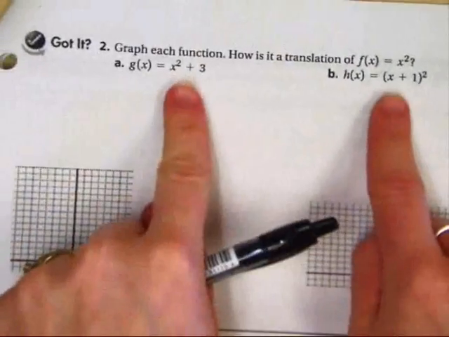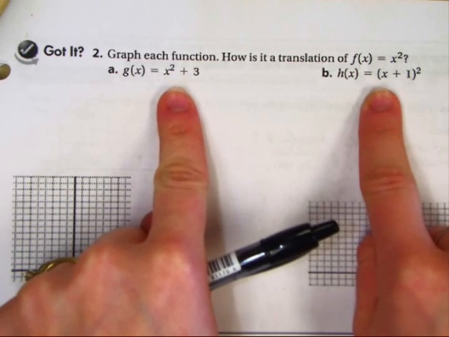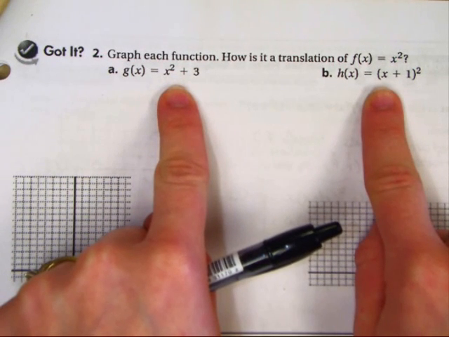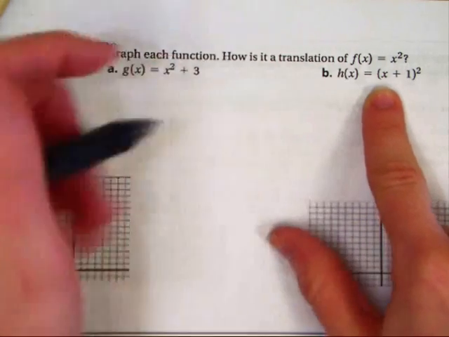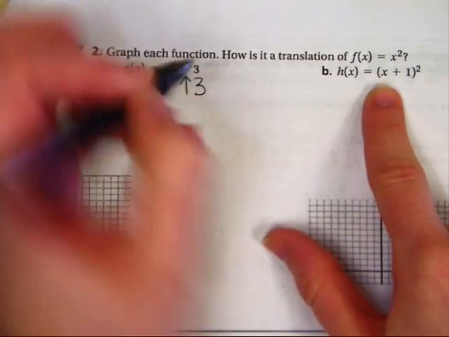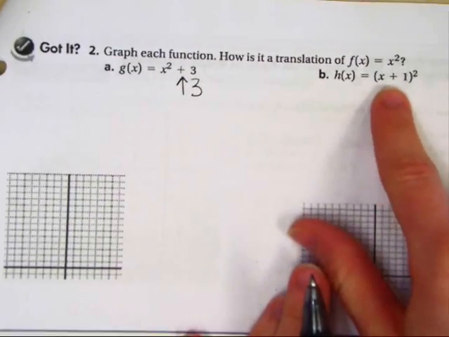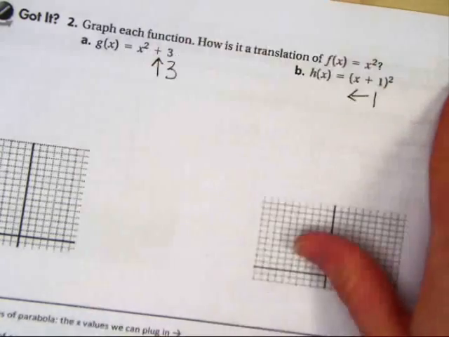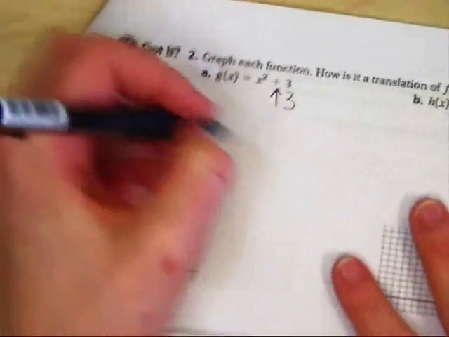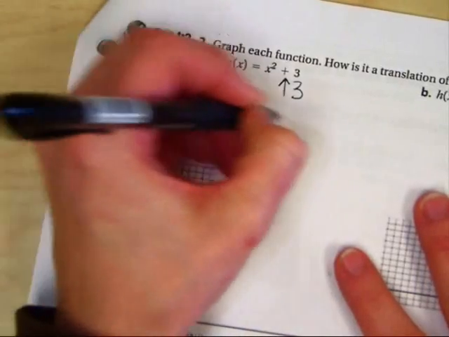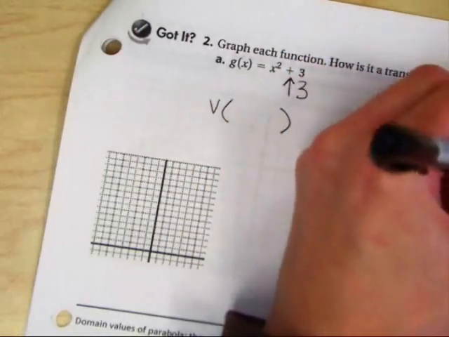Which one of these will move up and down, and which one of these will move left and right? After looking at these, I hope you decide that letter A moves up 3 units. And I hope that you notice letter B, since it's associated with the x and it's a positive, moves left 1 unit. Okay, let's make an xy chart. Or actually, let's find our vertex first. That'll be the best thing to do in both the problems.